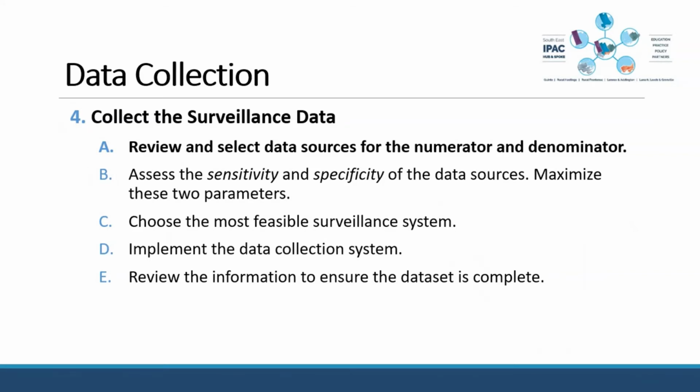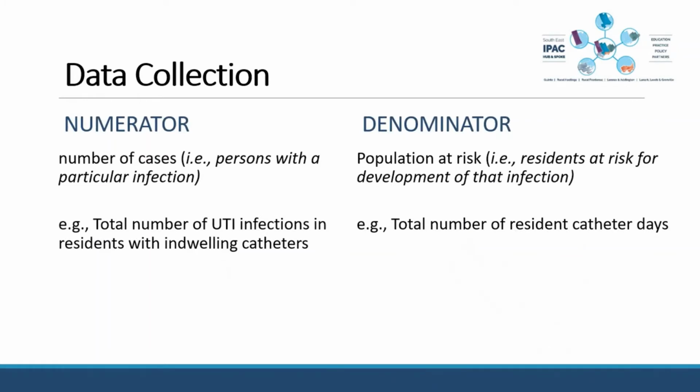To start, it's important to ensure that there is a data source for both the numerator and the denominator, and let's talk a little bit about what this means. A surveillance rate includes the number of cases identified in a population at risk. Those who have the particular infection would be the numerator, and the residents that are at risk for the infection would be the denominator. This would be during a specific time period selected for surveillance, for example a month or a quarter.